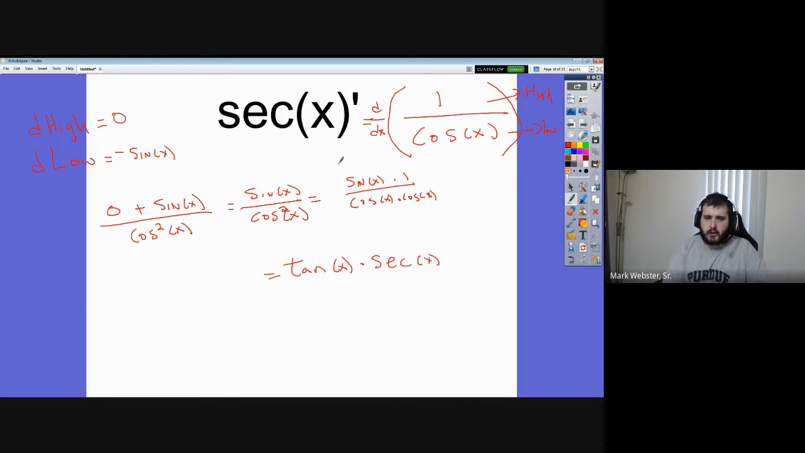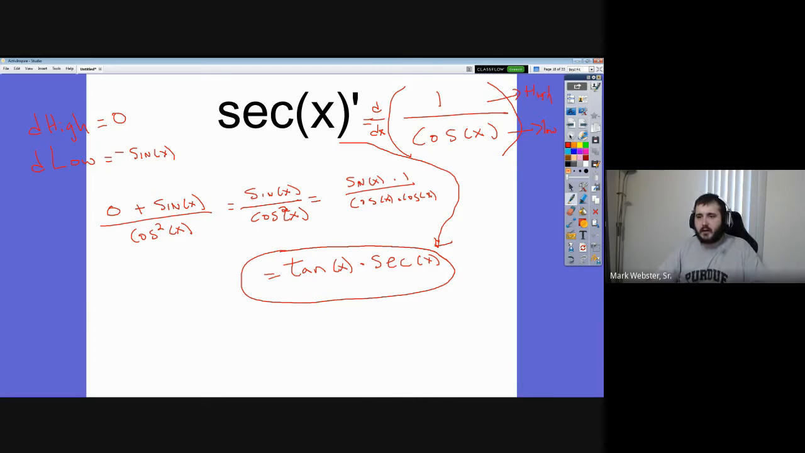So you could leave it as this, but oftentimes what they'll show is that the derivative of secant is secant tangent or tangent secant, like what I have here. If you're looking at a reference sheet, this is usually what they'll give you. The derivative of secant is secant tangent or tangent secant. All right. Let's continue. Let's do cosecant.